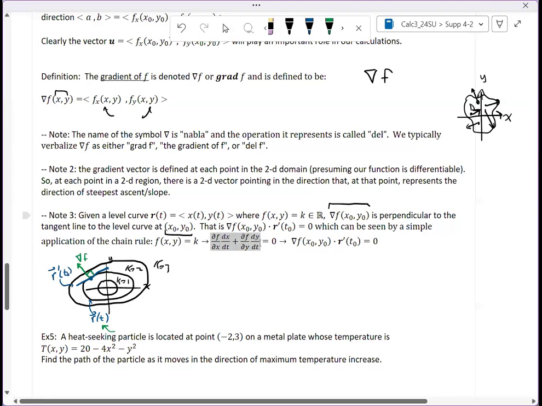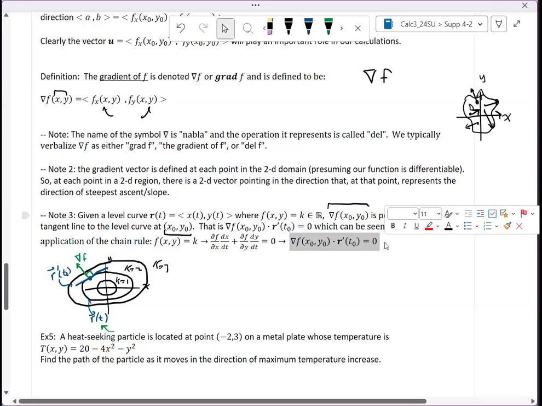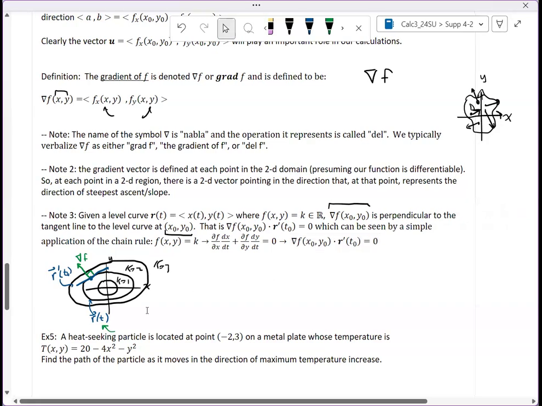And I note that this left-hand side is just the dot product of the gradient, df/dx, df/dy, with r prime, with x prime of t, y prime of t. And again, dot product being 0, what does that mean? That means they're perpendicular.